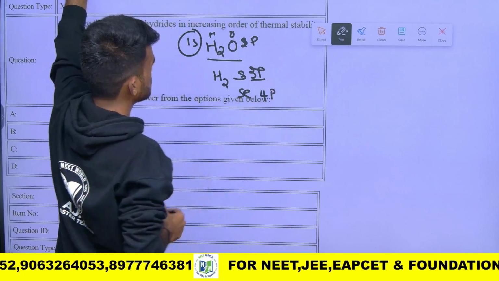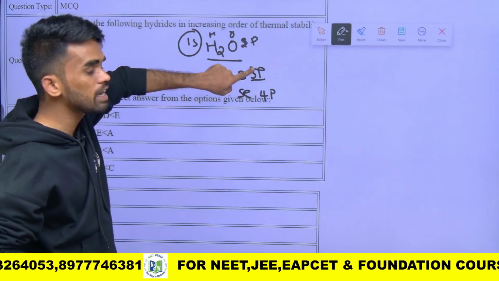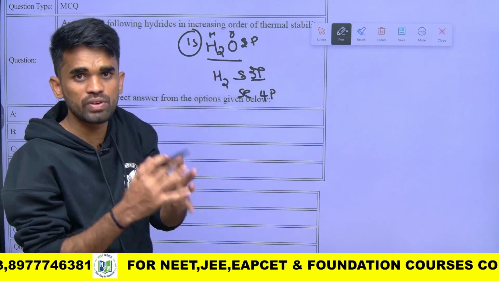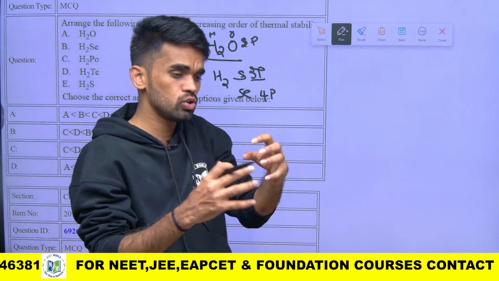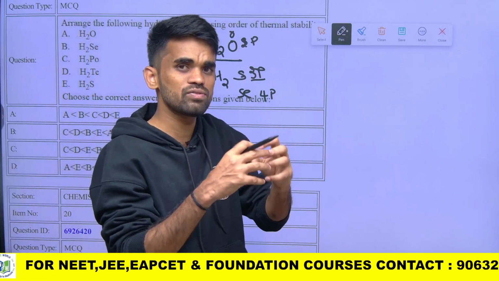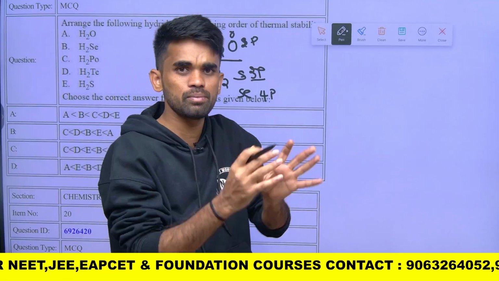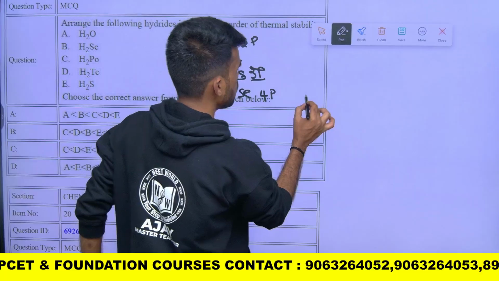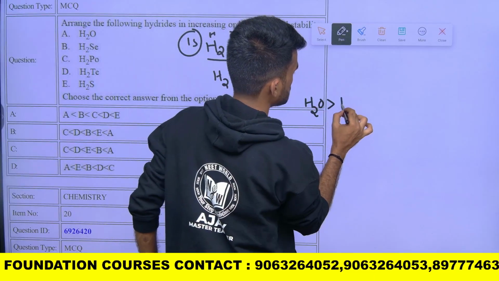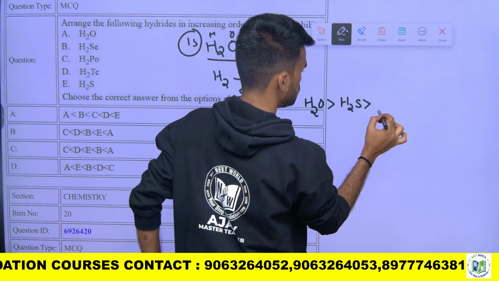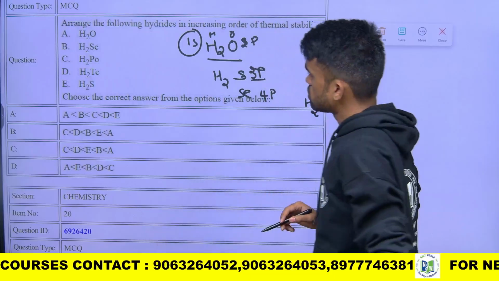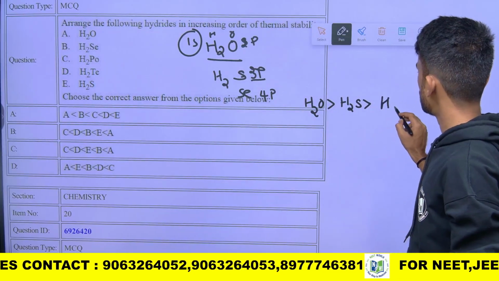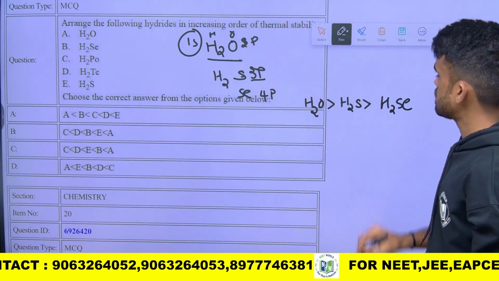So like this, see the orbital size is increasing now, so overlapping becomes weaker. Therefore, down the group, due to the size difference, their overlapping is very poor, therefore a bond easily breaks, so the stability decreases down the group. So which is more stable? I can say H2O is more stable, the next H2S, the next H2Se. So this is how you can arrange them.